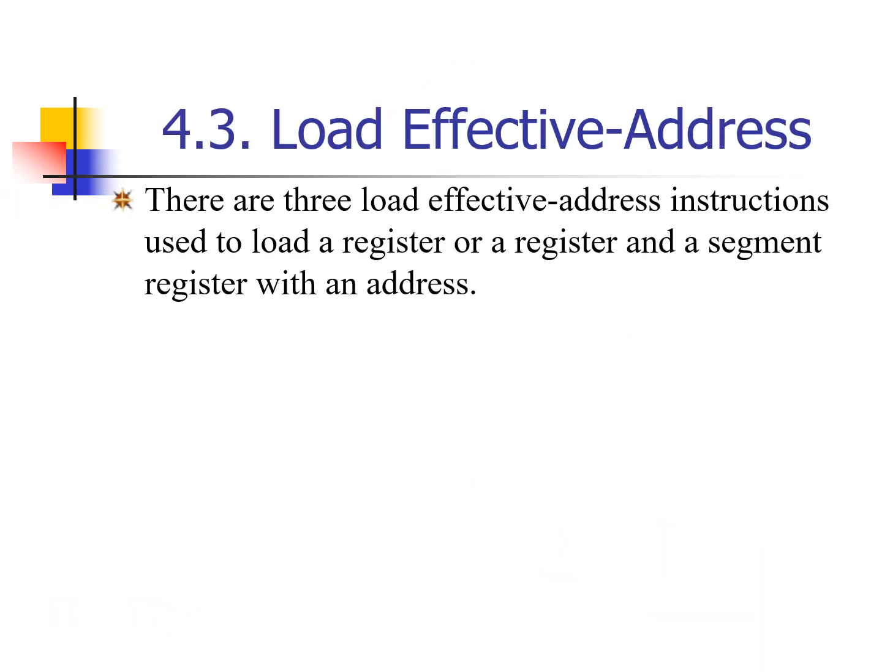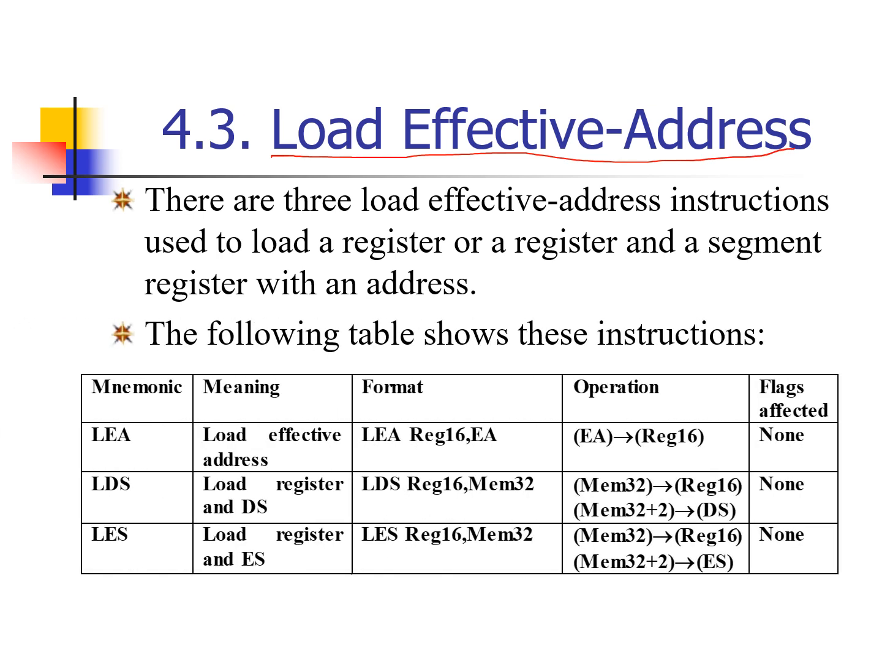Another data movement instruction is the load effective address, and they come in three forms: LEA, LDS, LES. Here are the differences among these three. LEA, load effective address, takes the effective address and stores it into a 16-bit register.